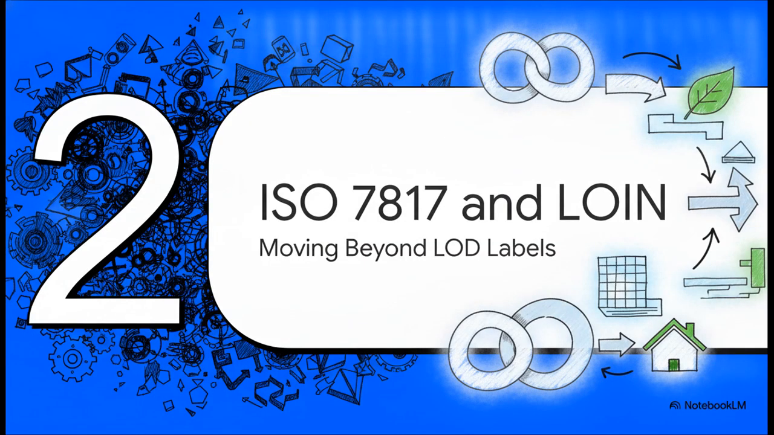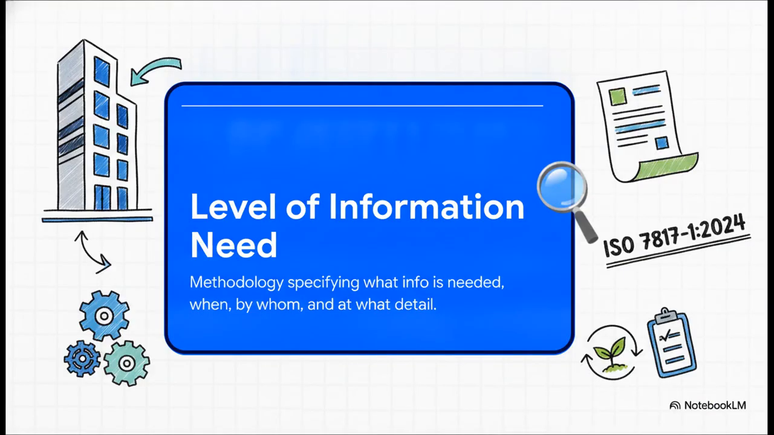Moving right along to Section 2, enter ISO 7817 and LOIN. Here's the really crucial point. LOIN, which stands for Level of Information Need, is completely replacing those old, static LOD 100 to 500 labels. For years, the whole industry relied on that LOD scale to figure out how much detail a model needed. But let's be real, those labels were way too rigid. The newly published ISO 7817-1 standard completely changes the game. It uses dynamic, highly specific data requirements tailored to your exact milestone and use case. It forces teams to define exactly what information is needed, exactly when it's needed, and by whom.